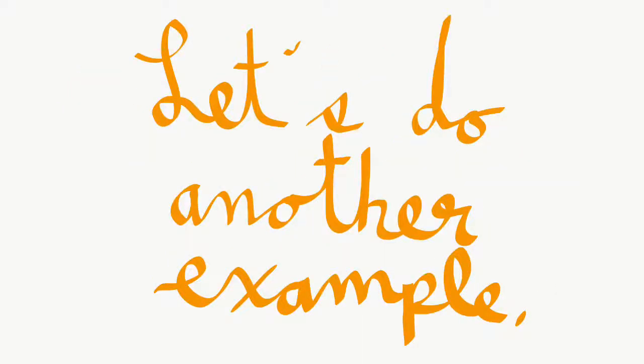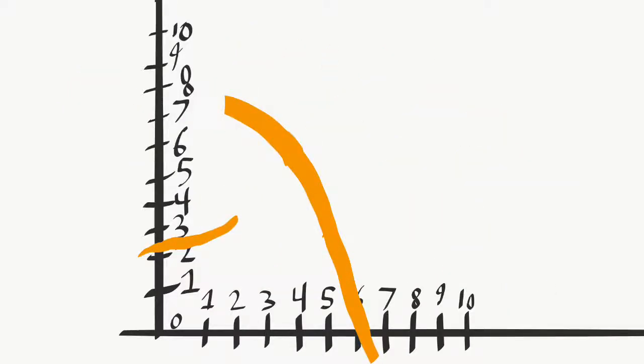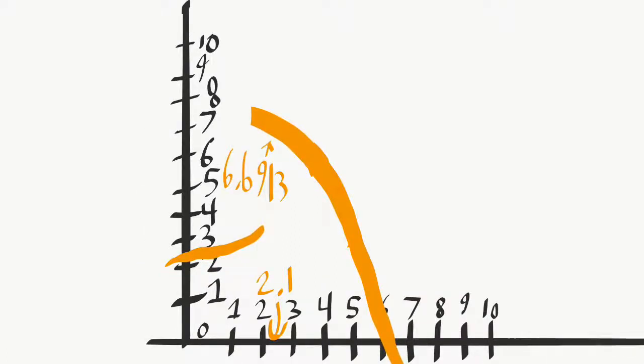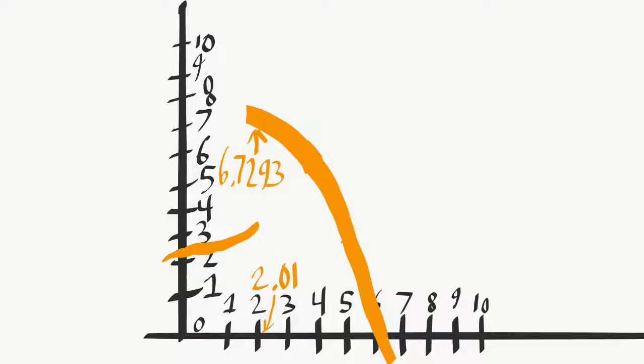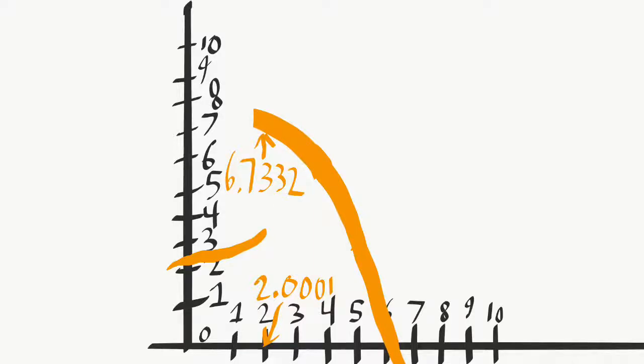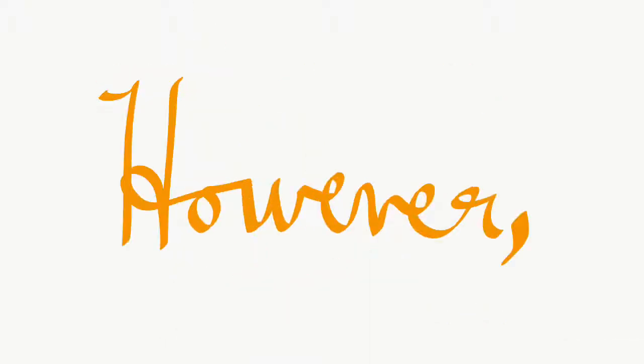Let's do another example. Take a look at this function. What is the limit as x approaches 2? Well, if you plug in 2.1, we get 6.6913. If we plug in 2.01, we get 6.7293. If we plug in 2.001, we get 6.7329. If we plug in 2.0001, we get 6.7332, and so on and so forth.